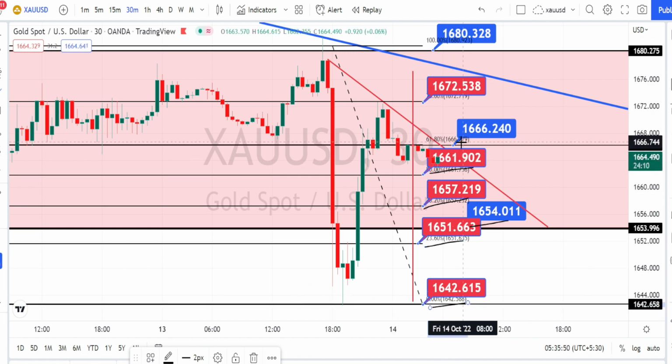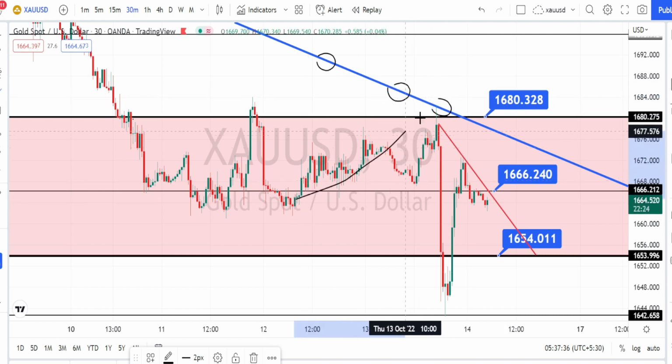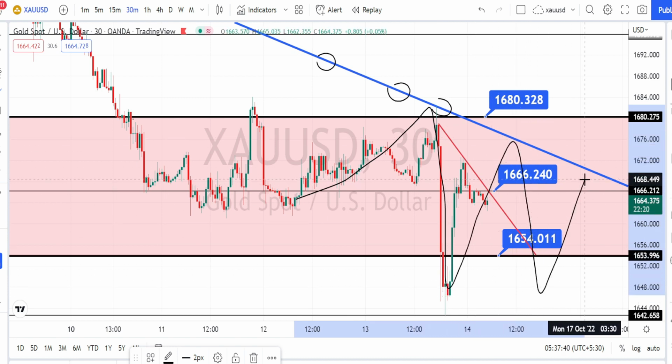And if the price action breaks this resistance level of 1666, the next level of resistance is going to be around 1672 and 1680. As long as the price action is trading below this resistance line from the 4 hours time frame, we can expect the bearish trend to continue in 30 minutes time frame also.